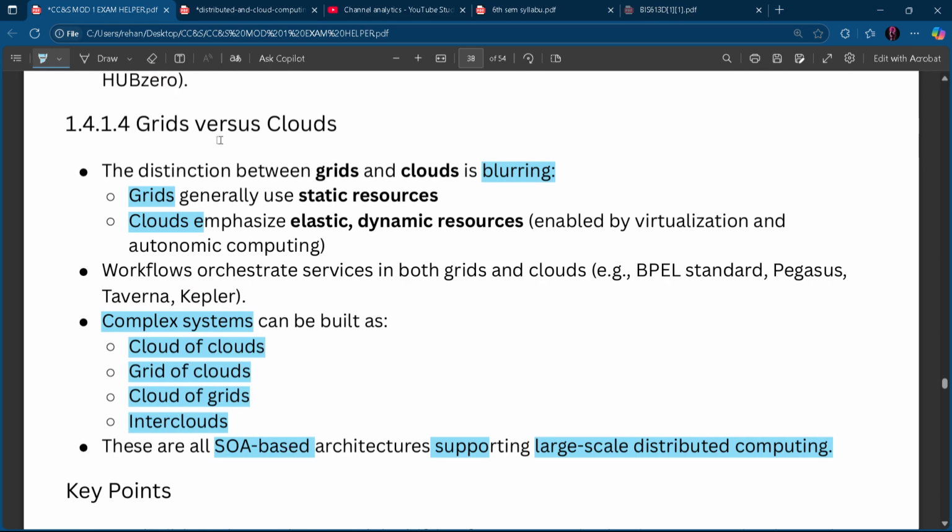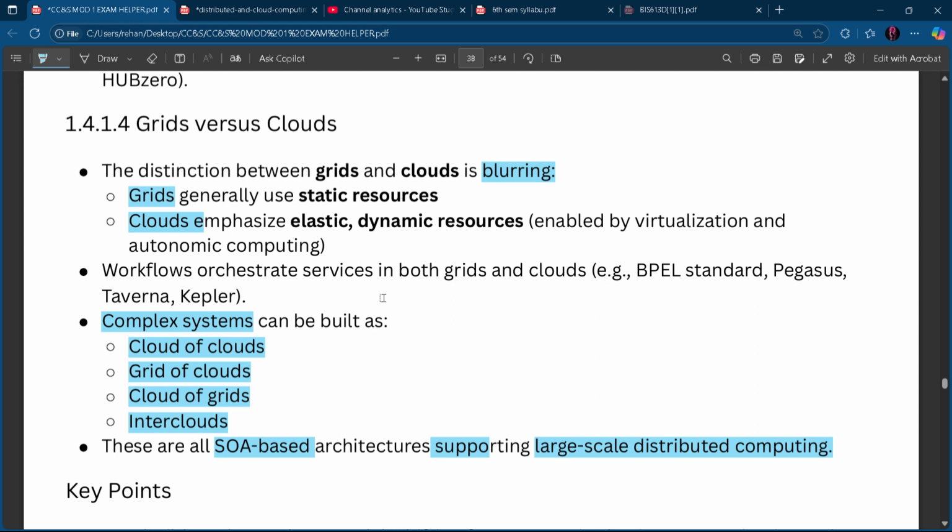Now, grid versus clouds. The difference between these is very blurry, not completely visible; there are only small differences. Grids generally use static resources. Clouds use elastic, dynamic resources. Elastic means scalable, so recall dynamic like that.